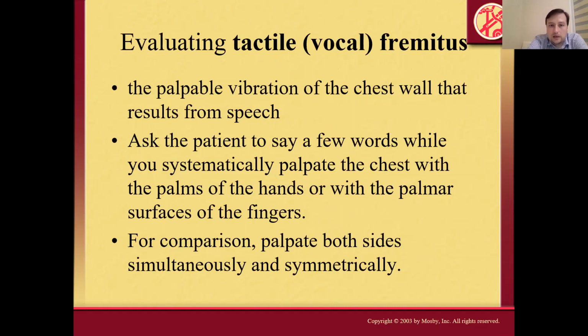Next step, evaluating tactile or vocal parameters. What are vocal parameters? The palpable vibration of the chest wall that results from speech. What do we need to do? We ask the patient to say some words while we systematically palpate the chest with the palms of our hands or with the palmar surface of the fingers. We need to palpate the chest symmetrically, right side and left side.